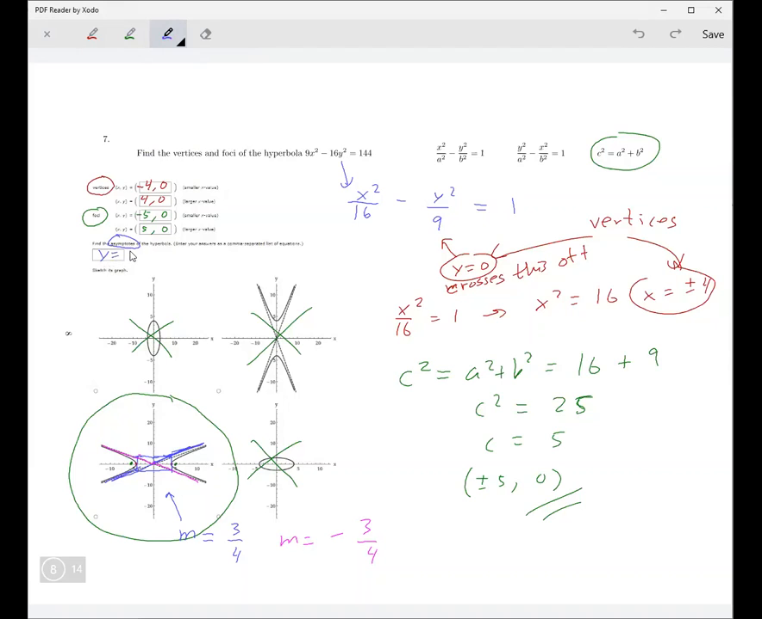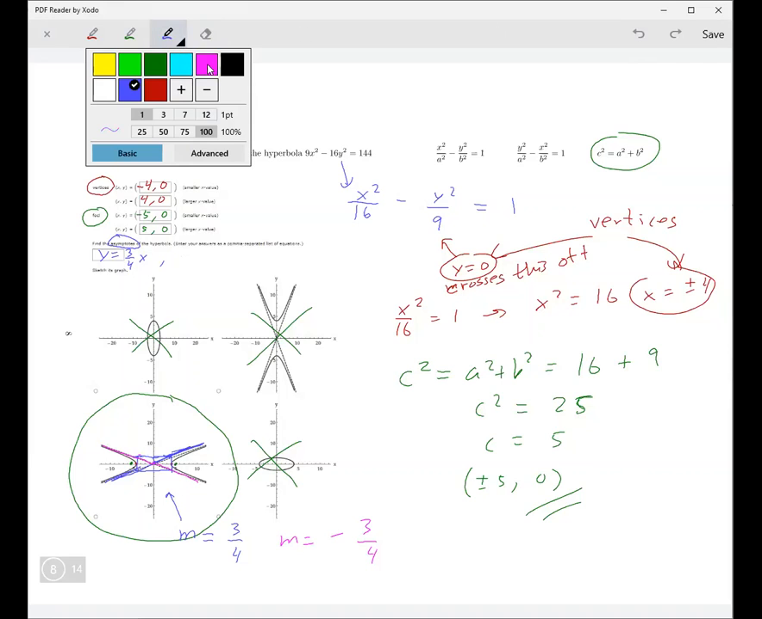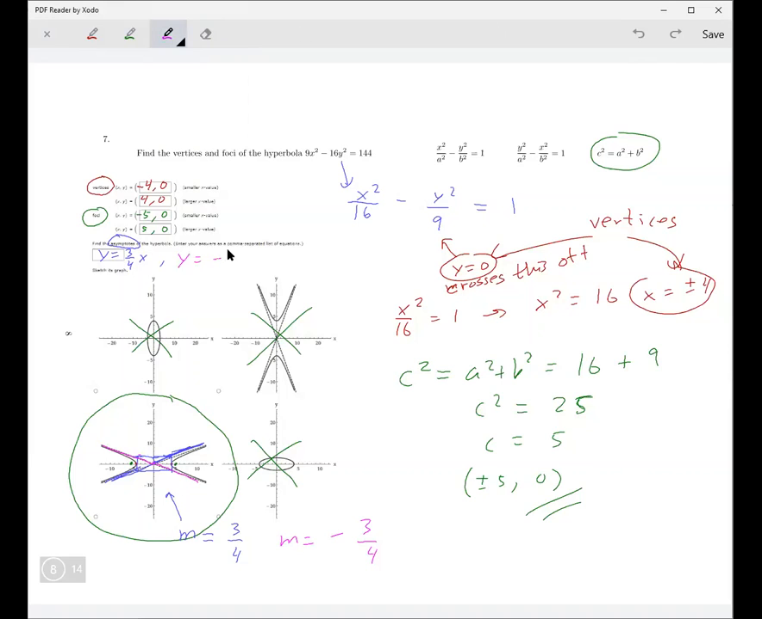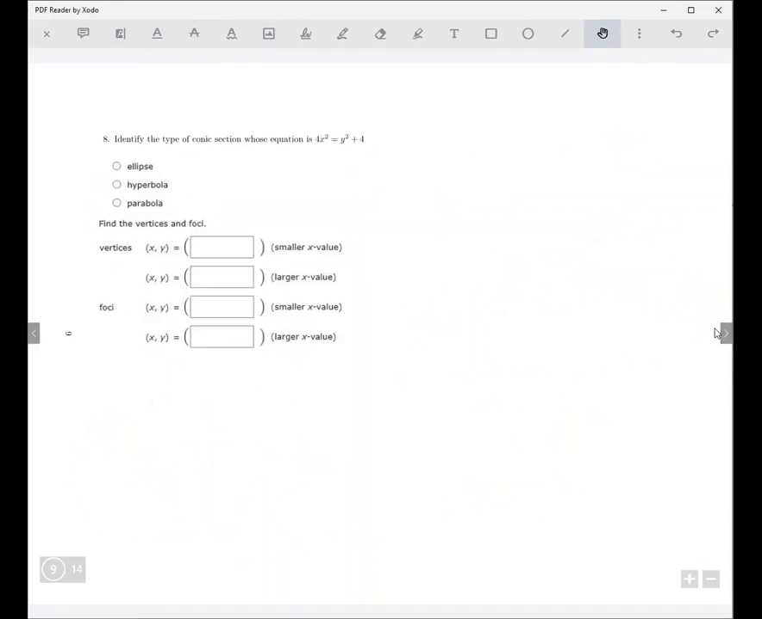So you have y equals 3/4 x, and y equals, I'll do it in a different color, negative 3/4 x. So the blue one is this one, and the purple one is this one. Okay, good. You get it from using this right here and just looking at the box. Any other questions or comments about this one? Okay, so we'll move on to number 8.